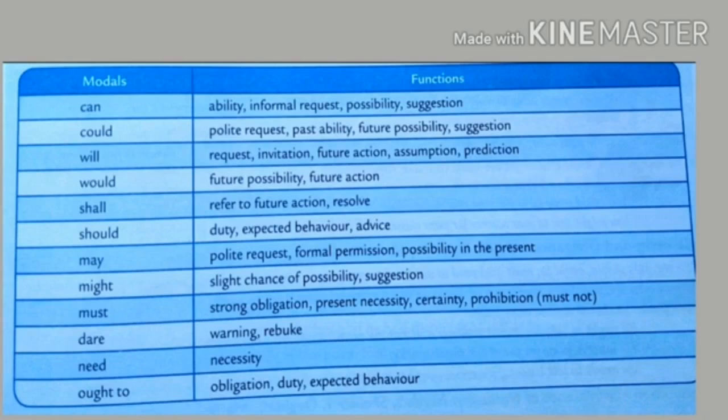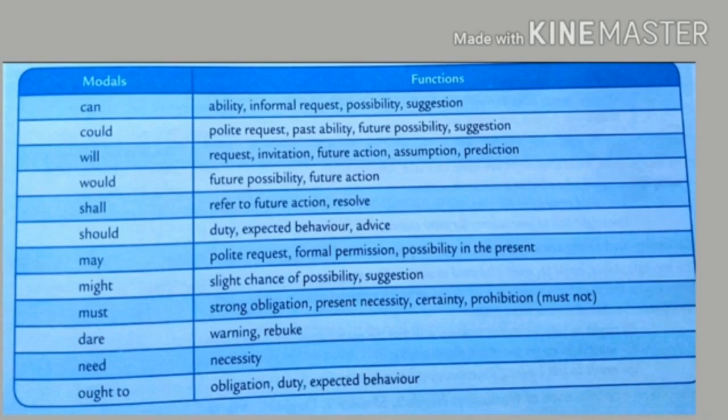I have an assumption. I think he will do this. Next one is prediction. Assumption is different, prediction is different. For invitation, I said, I will invite him for the party. In prediction, we can tell like this, I think he will invite him for the party. This is my assumption. Next one, would. Would is also for future possibility and future action. Next one, shall. Shall refers to future action.